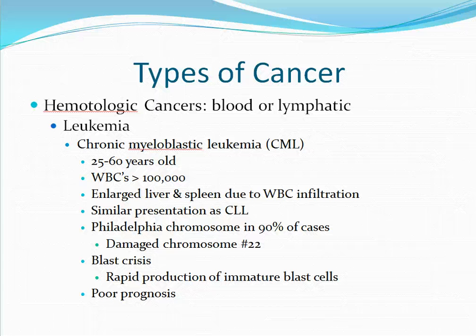These patients also typically enter into what is known as blast crisis. This is a rapid production of immature blast cells resembling AML. This form of leukemia has a very poor prognosis, especially if they enter into blast crisis.